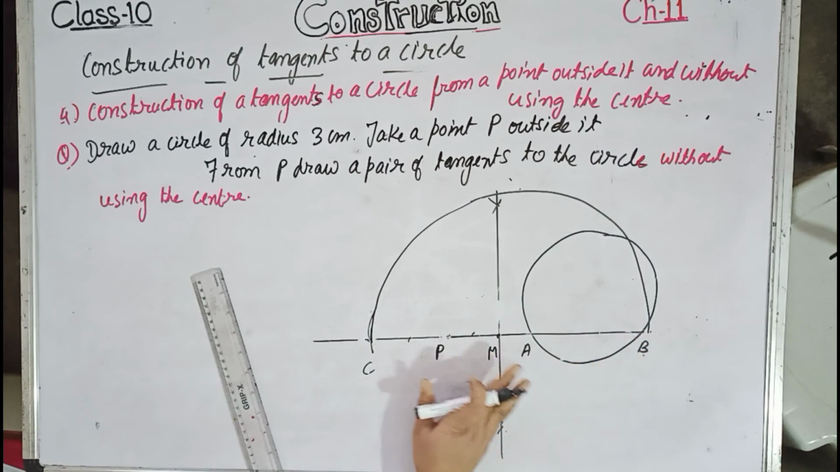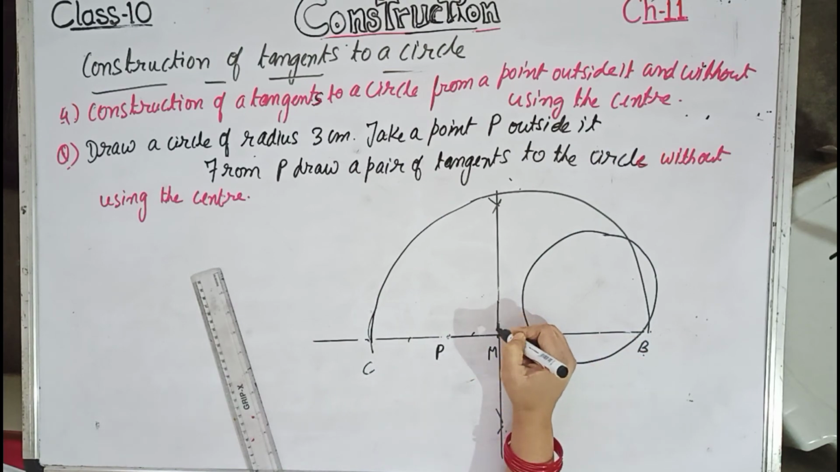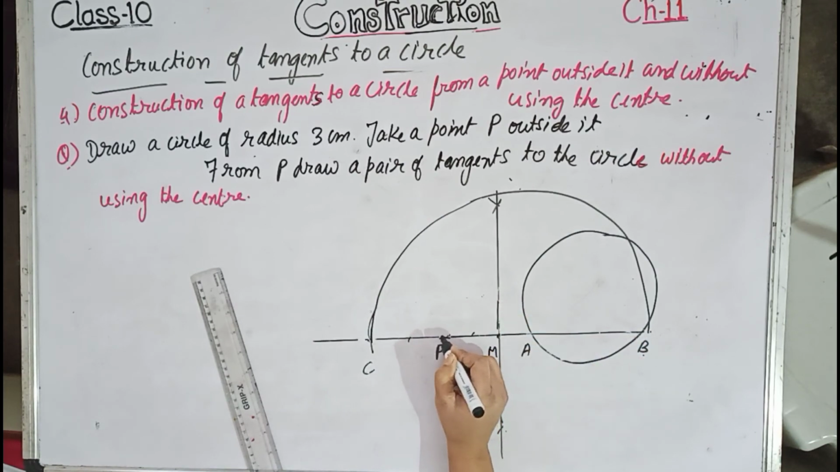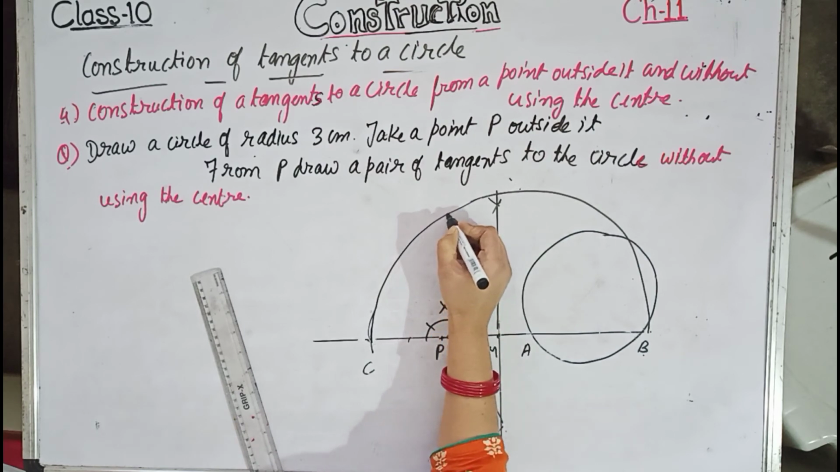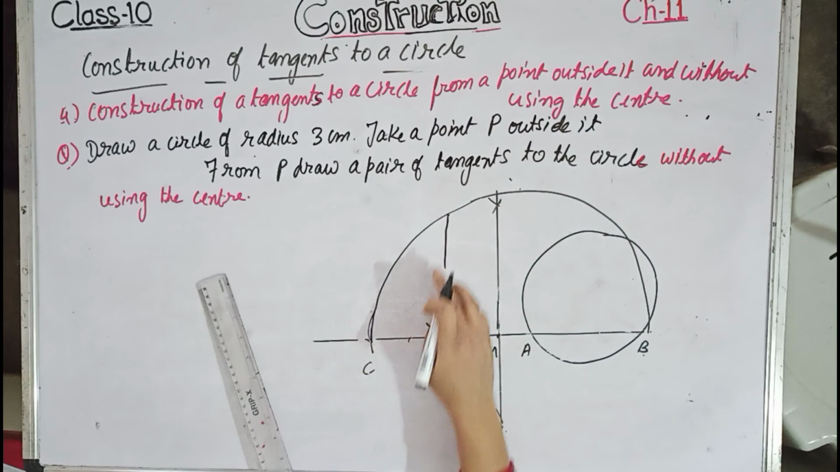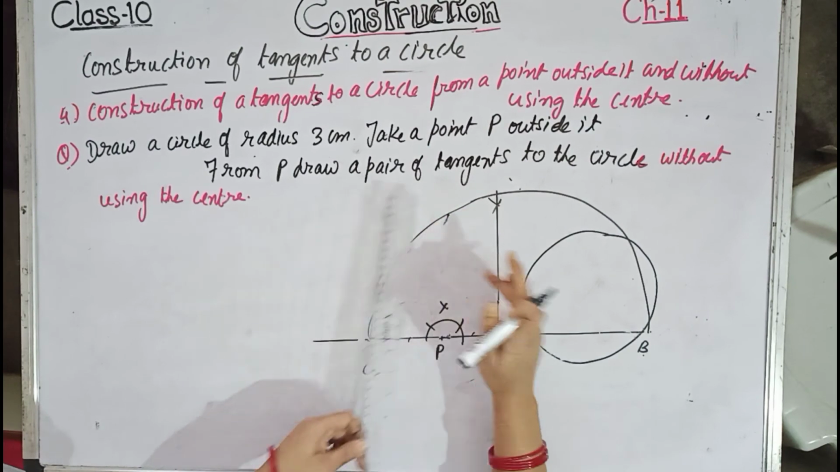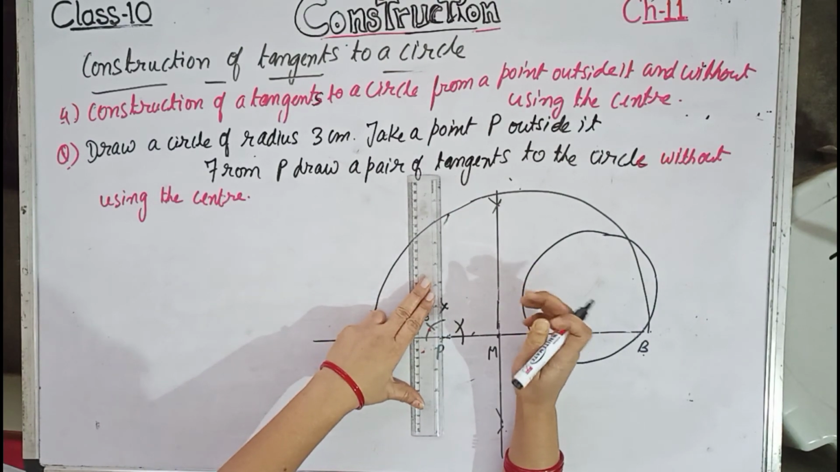Okay. So this is the semicircle, and afterwards you draw a 90-degree angle over here at the point P. With the help of a scale only you join it, because I have the scale, I am drawing it with the help of a scale.